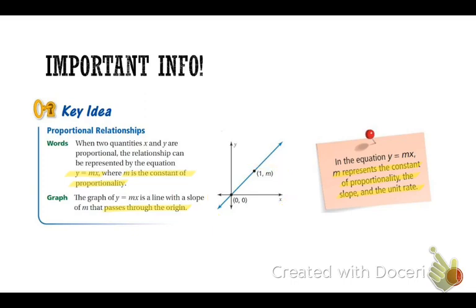Okay, you got that? So what if I asked you what variable in the equation stands for the constant of proportionality? You would say m. And if I asked you a proportional relationship must pass through what? The origin. So if it doesn't pass through the origin on a graph, it is not proportional. It's still a linear equation, but it's not proportional.